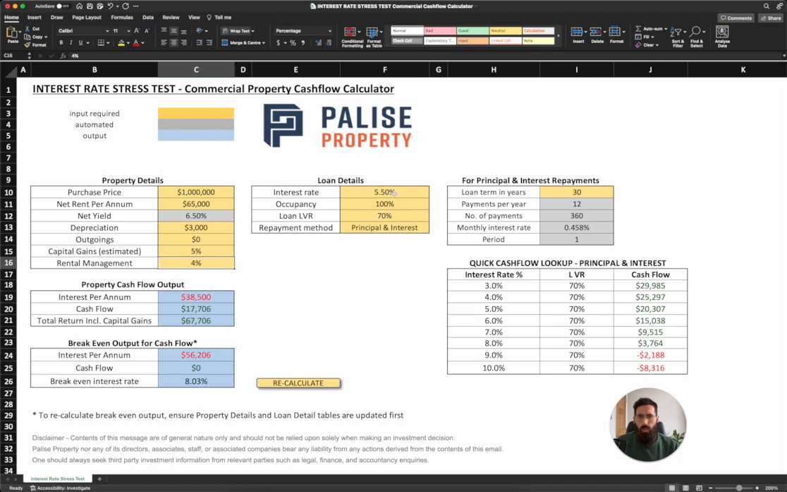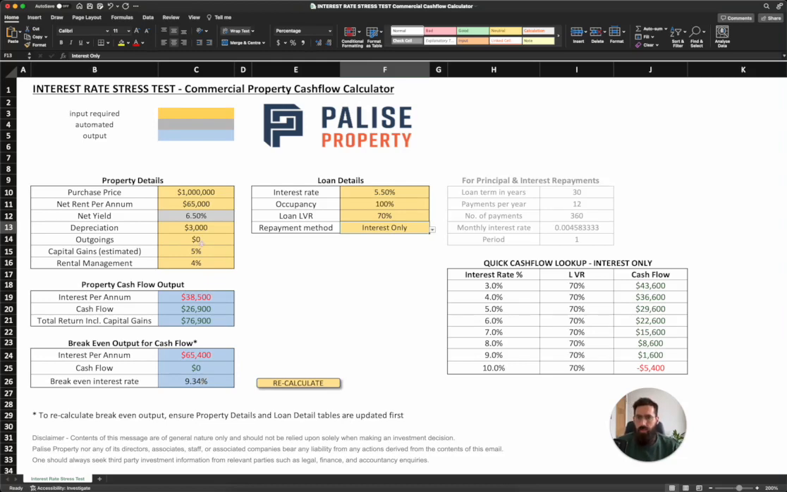And then you enter in the interest rate. So 5.5% is a fairly good interest rate at the moment. You can also have a play with the occupancy level. So you can say, look, what happens if it's vacant for 6 months of the year. And then the loan to value ratio, you can make that 100% if you're using the deposit from another property, or if you've got a large deposit, you can make it down to 50%. The cool part about this spreadsheet is you can do interest only or principal plus interest. Then you just click this button, recalculate, and it'll tell you for this property what the break-even interest rate is. So what interest rates have to go to before you start dipping into your own pocket to be able to pay the mortgage.